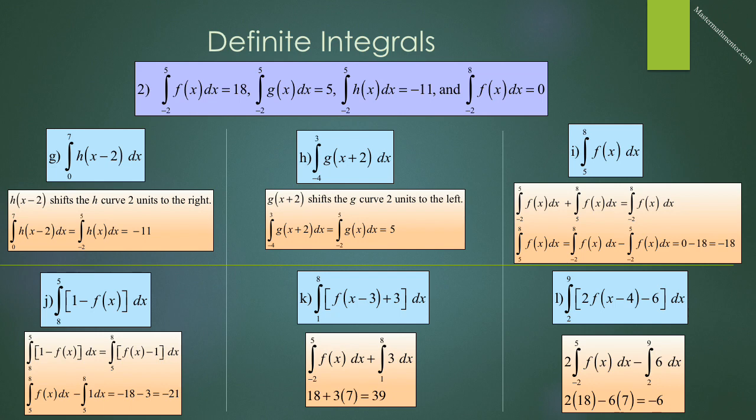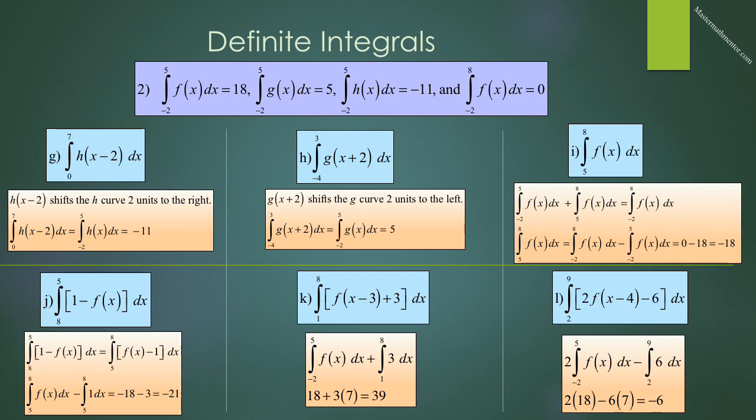L reads the integral from 2 to 9 of 2 f of x minus 4 minus 6 dx. In order to do this, we break it up into two integrals, and we take the 2 to the outside, and we realize that the integral of f of x minus 4 is really the same as the integral from negative 2 to 5 of f of x dx. So this becomes 2 times the integral from negative 2 to 5 of f of x dx minus the integral from 2 to 9 of 6 dx.